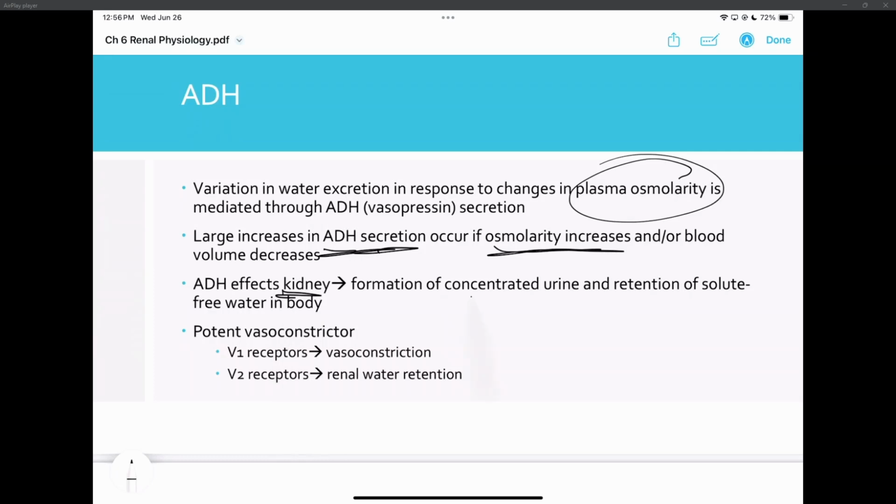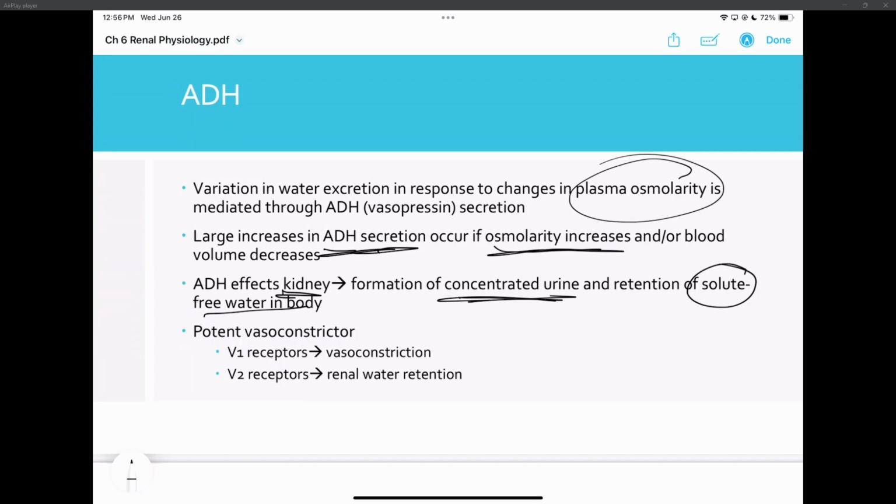Allows for formation of concentrated urine and retention of solute-free water in the body. We're just absorbing free water. There's no salt in it, no potassium, nothing. It's just those aquaporin channels we talked about before. They're just water channels, and they're under the influence of ADH.